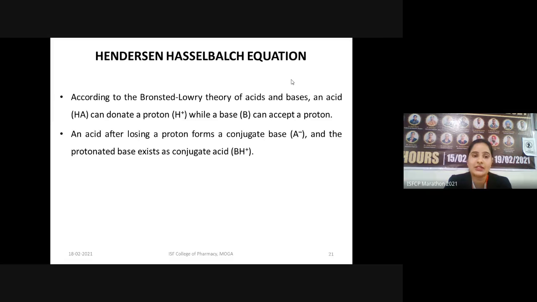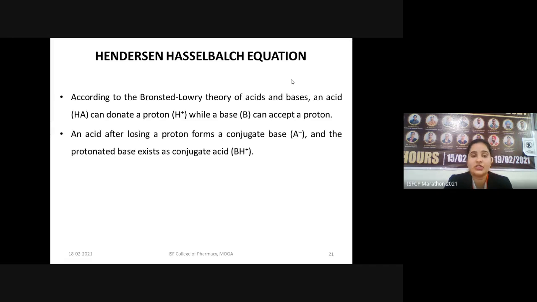An acid according to the Lowry concept and an acid according to the Arrhenius concept is definitely a proton donor, but the Arrhenius base is something different. The Arrhenius base is a species which can donate hydroxyl ions, whereas the Bronsted-Lowry base is a species which can accept a proton. An acid, after the loss of a proton, forms a conjugate base, that is A negative, and the protonated base exists as a conjugate acid.